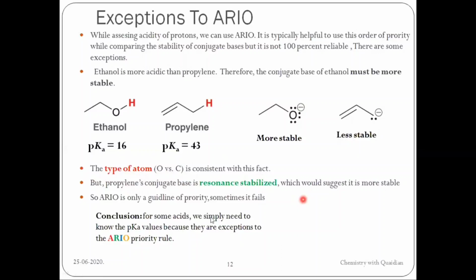So ARIO is only a guideline of priority. Sometimes it fails and you can't decide which compound will be more stable. So in this case, you have to know the pKa values, which will decide which compound is more acidic. Here the ARIO rules fail. So you can conclude that for some acids, we simply need to know the pKa values because they are exceptions to the ARIO priority rule.